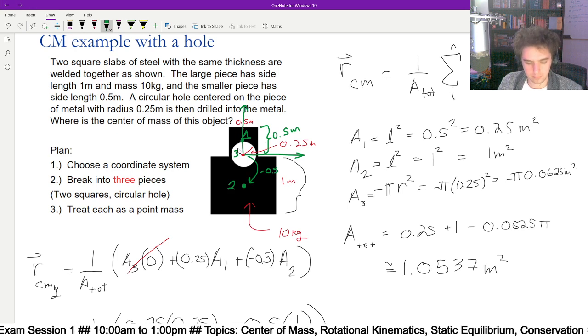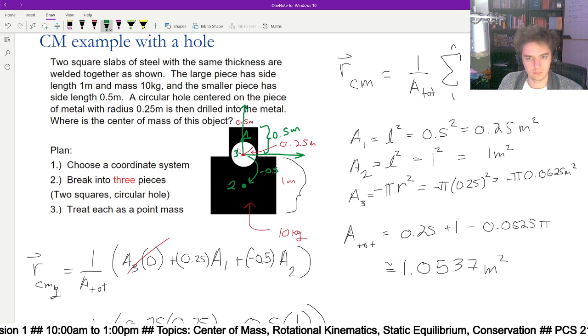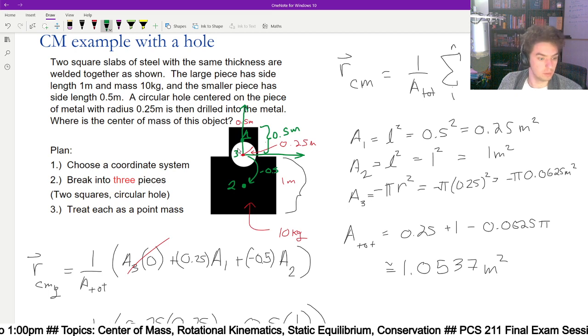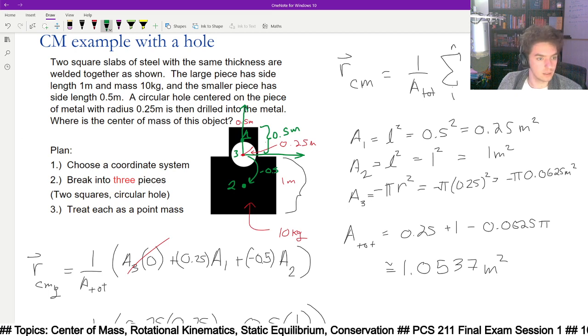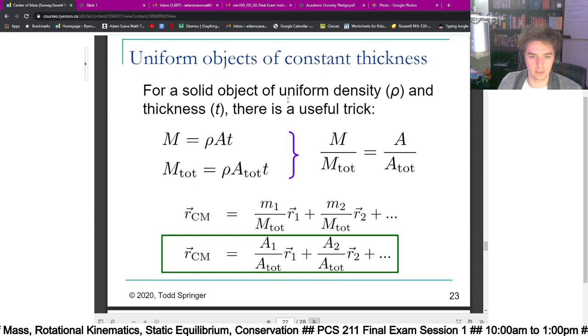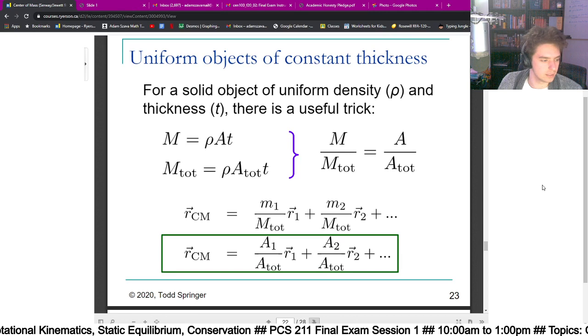I'm just wondering, where'd you get that formula? I haven't seen that formula. From the lecture with Springer. Here, this is it right here. Okay, I see. Uniform objects of constant thickness. You can take a screenshot if you want.